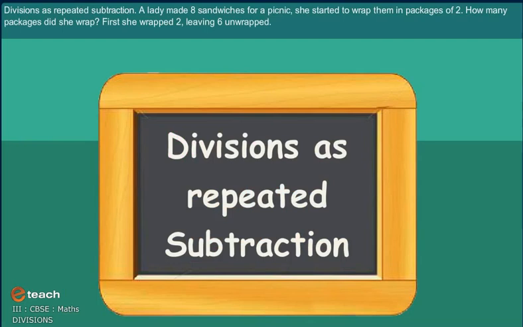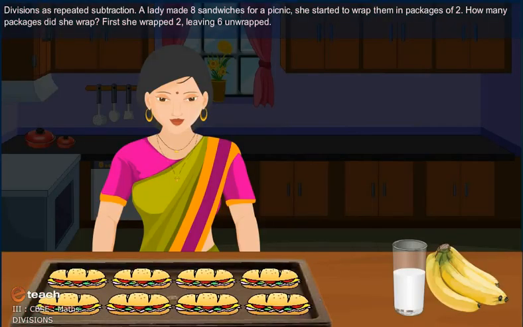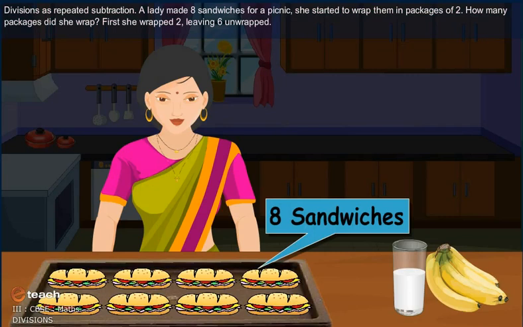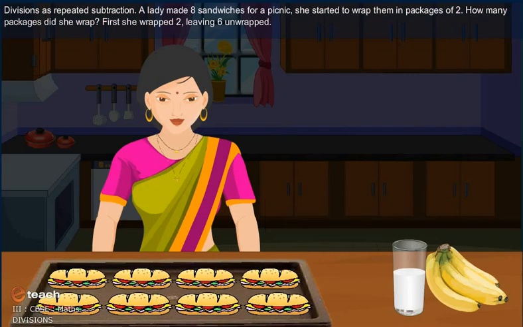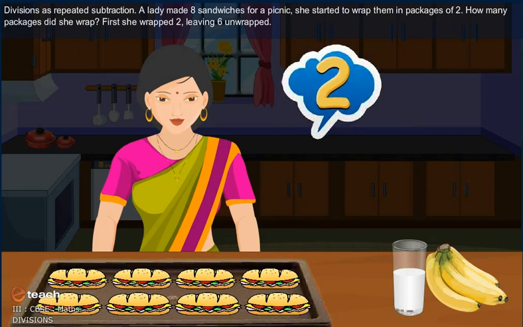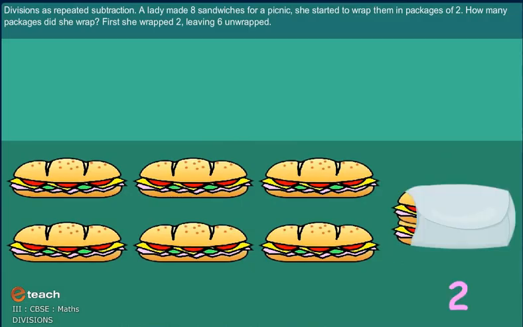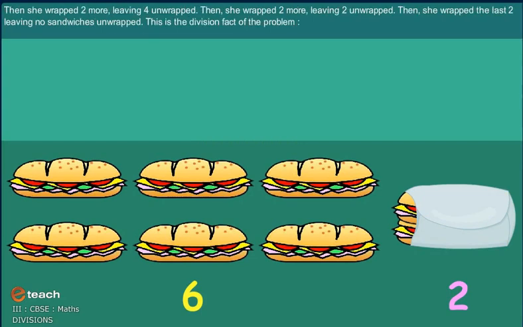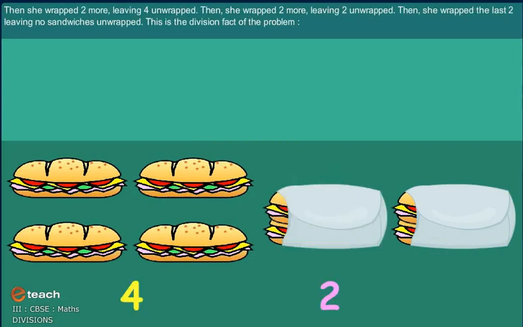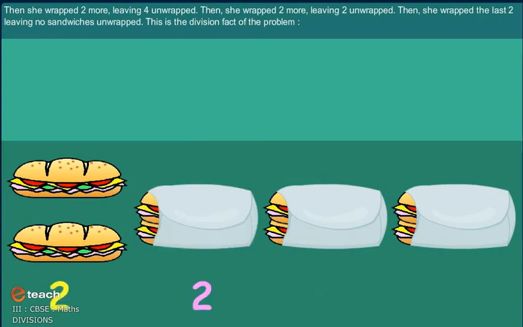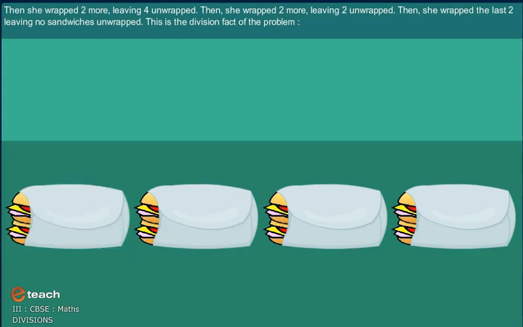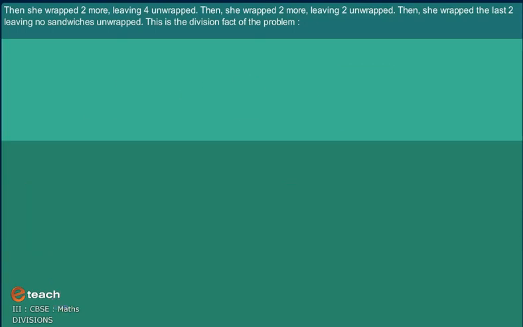Division as repeated subtraction. A lady made 8 sandwiches for a picnic. She started to wrap them in packages of 2. How many packages did she wrap? First, she wrapped 2, leaving 6 not wrapped. Then she wrapped 2 more, leaving 4 not wrapped. Then she wrapped 2 more, leaving 2 not wrapped. Then she wrapped the last 2, leaving no sandwiches unwrapped.